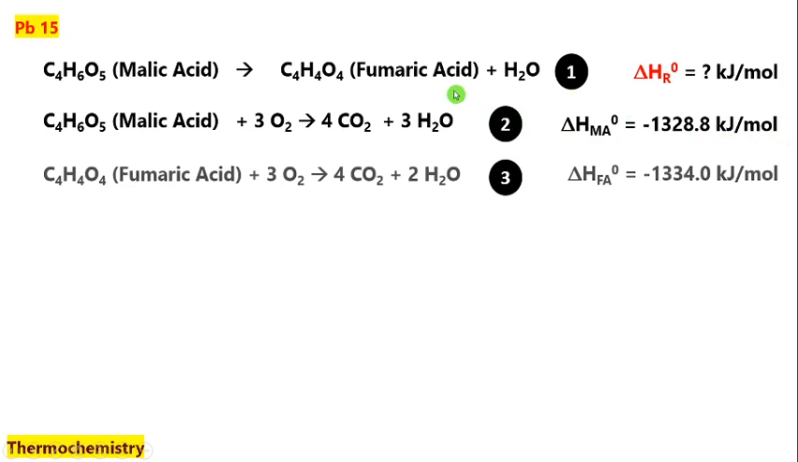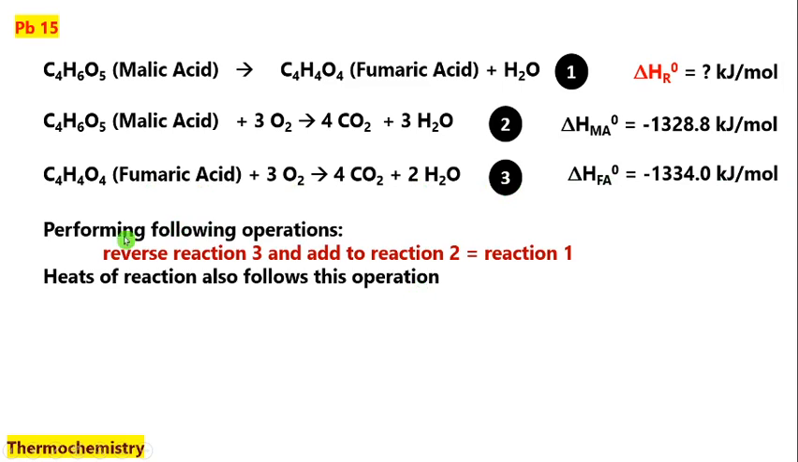Also, we are given the standard heat of combustion data for fumaric acid. So I will again write an equivalent equation for the combustion reaction. That's equation number 3, and its data is given. Now we have to perform algebraic operations. We have to use equations 2 and 3, manipulating them algebraically so that you get equation number 1. So what we can do is flip, or reverse, reaction number 3.